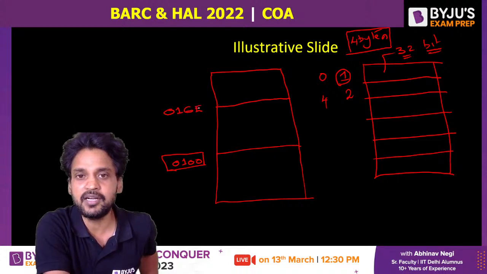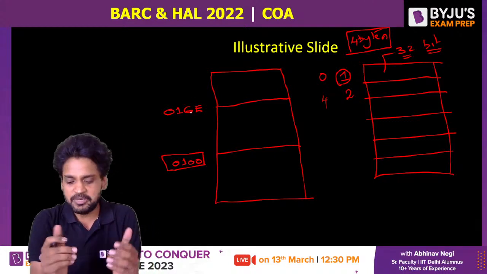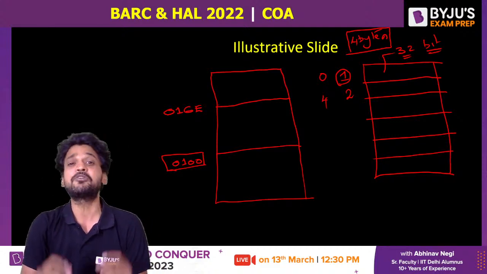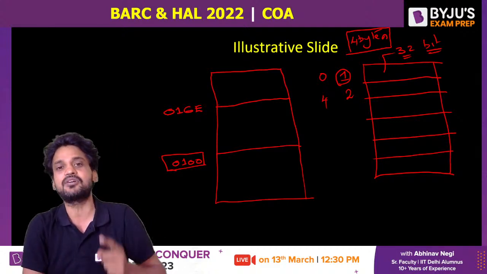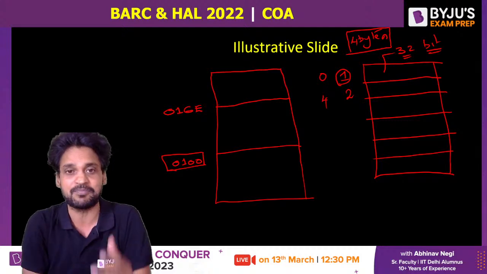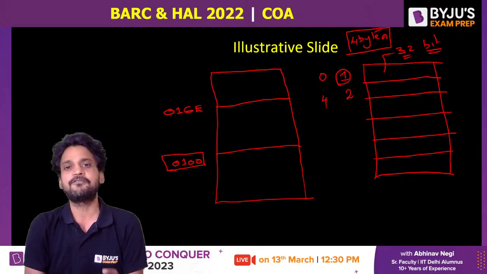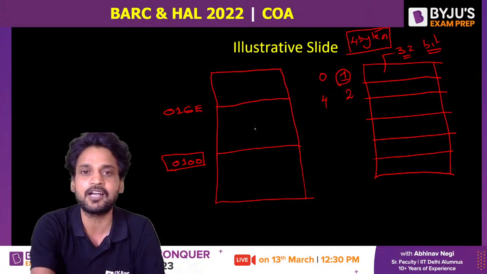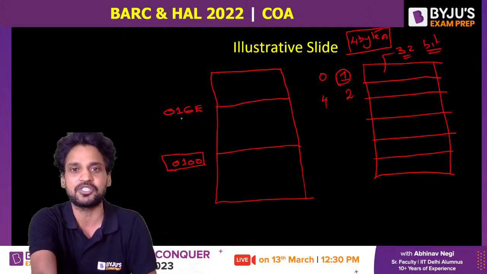BARC and GATE are having very similar question patterns, and of course the syllabus is expected to be the same, and the complexity of the question is also expected to be the same. So if you can follow the GATE syllabus, you will be able to solve the BARC very easily, and the complexity is more or less the GATE question.